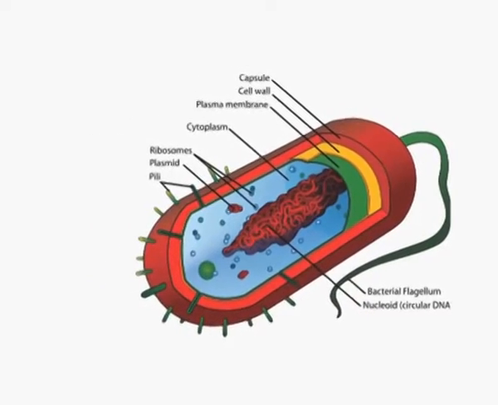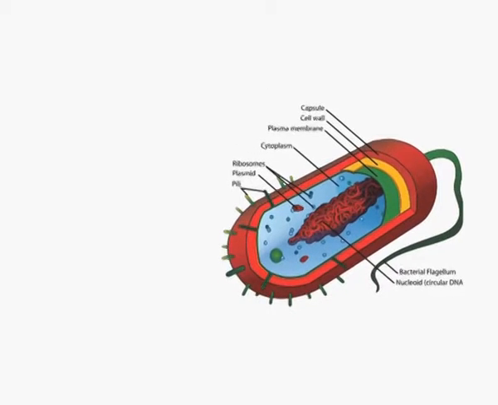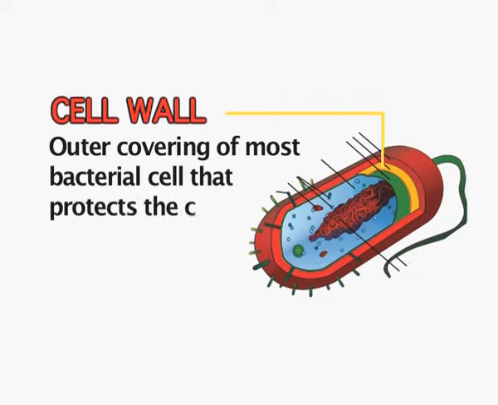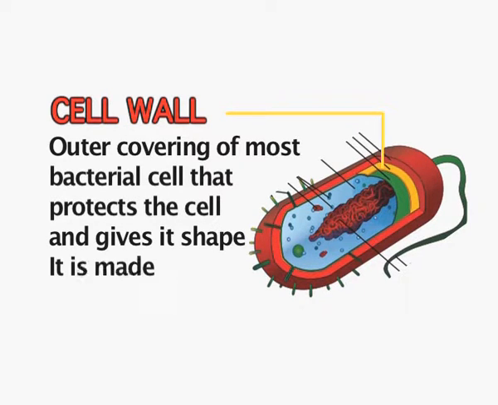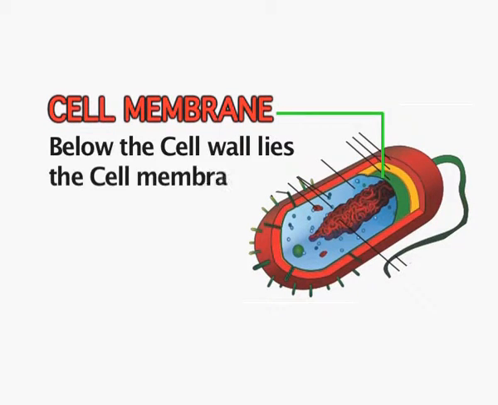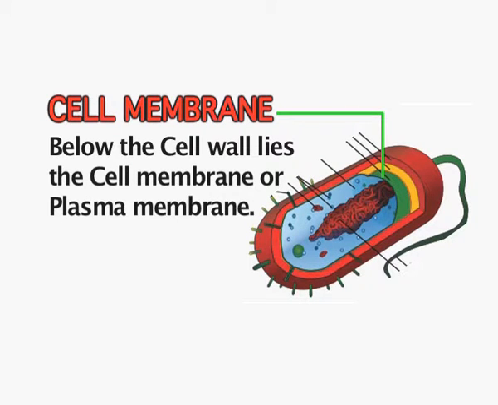They consist of an outer wall, as you can see in the diagram, and this is known as the cell wall. The cell wall in them is made up of peptidoglycan. Now, this peptidoglycan is unique to the bacteria only and is not found in the plants, which also have a cell wall, but it is not made up of peptidoglycan. Below the cell wall lies the cell membrane or the plasma membrane. The cell wall protects the cell and also gives it shape.